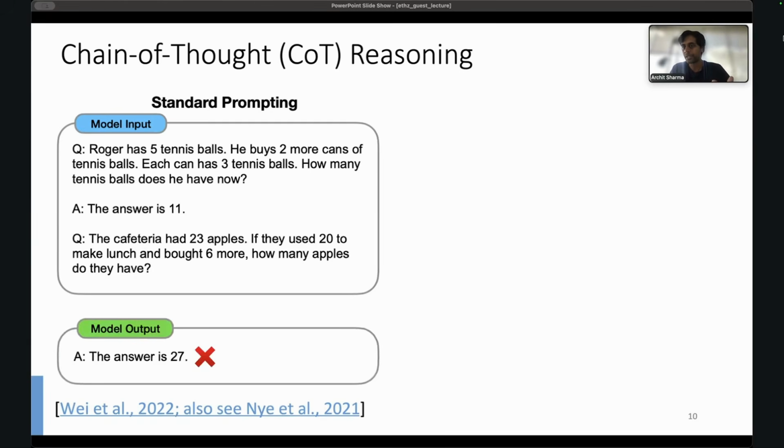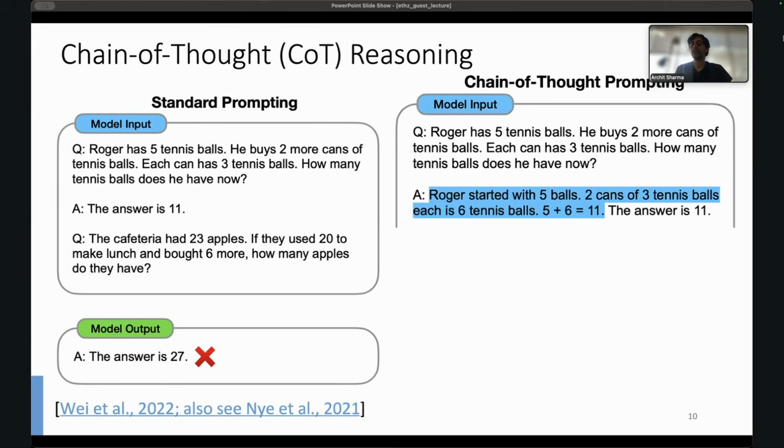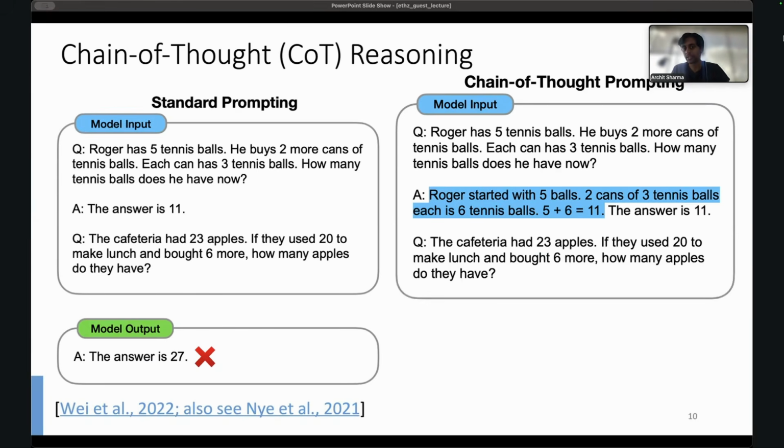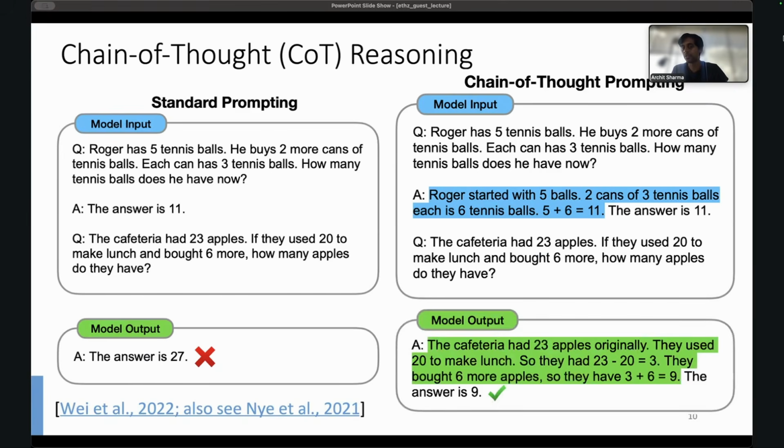Now I'm asking a similar math problem, and the model is going to give you an answer directly. Unfortunately, when you force the models to give an answer directly, they're typically not very effective at this. The idea in chain of thought prompting was that instead of forcing the model to answer immediately, the model is encouraged to reason through the steps before giving an answer. So Roger started with 5 balls, 2 cans of 3 tennis balls each is 6 tennis balls, 5 plus 6 equals 11. The answer is 11. So it goes through these steps before answering the question. And now with the next question, it is going to reason before it produces an answer.